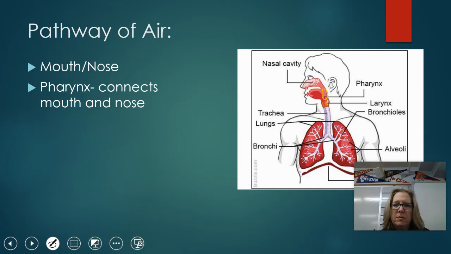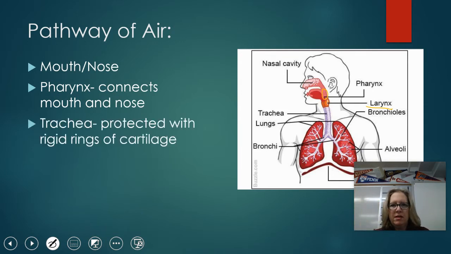It goes through your voice box, which is known as your larynx. You don't need to know that as part of the pathway of air, okay? Because the larynx is really part of the trachea. So mouth and nose to pharynx to trachea. And trachea, you could feel your trachea. It's the main part of your airway, but it's protected by these rings of cartilage, and it's very rigid, and you can feel it. Don't squeeze too hard because it's really uncomfortable.